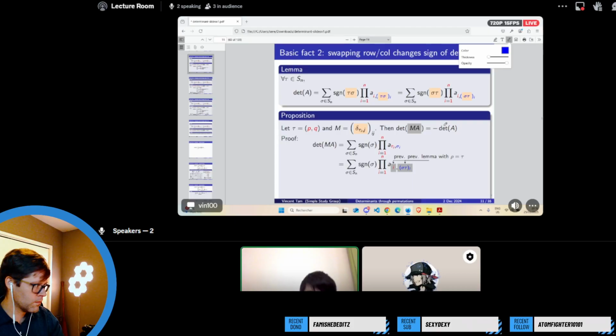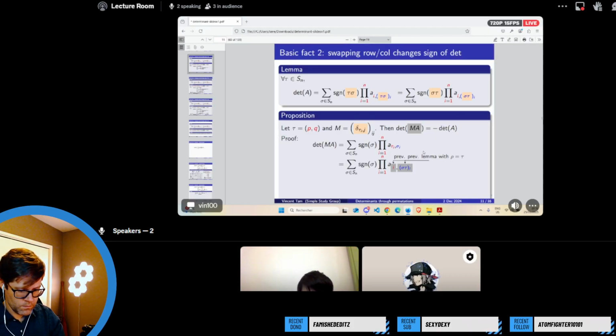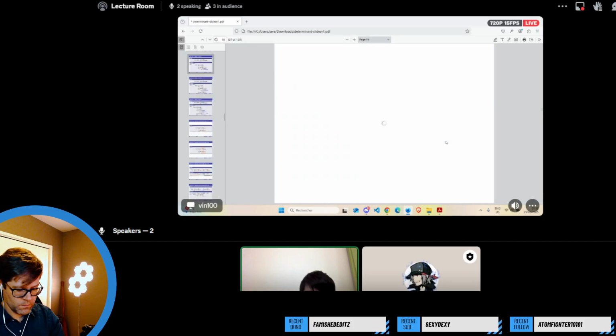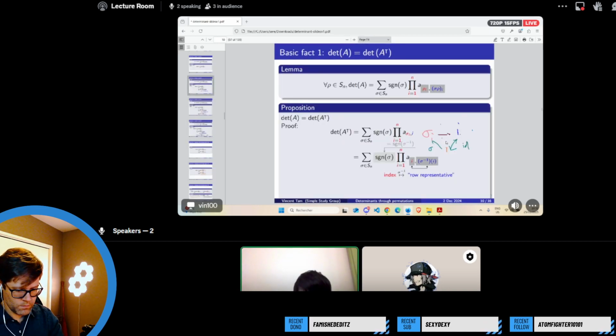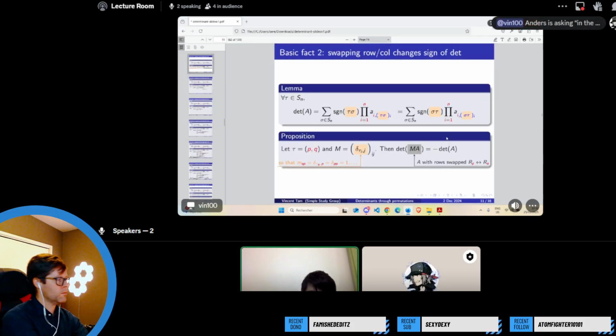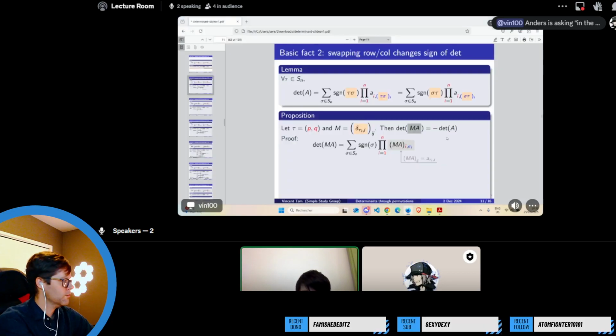Again, the same skill. If you don't want to look at the lemma, you can simply draw a diagram just like what I did here, and then you'll find the relation between row index and column index.